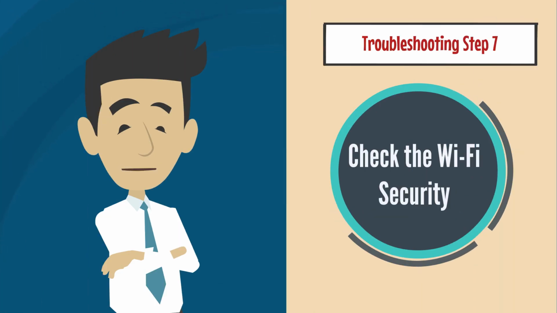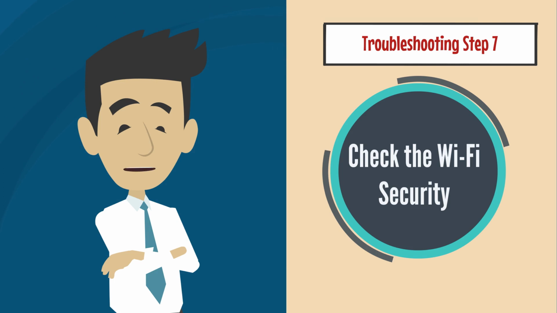Troubleshooting Step 7. Check the Wi-Fi security. Make sure your Wi-Fi security is configured to either WPA2 personal or WPA3, based on your client device's compatibility. You can use the Linksys Smart Wi-Fi mobile app to check and change the Wi-Fi settings.